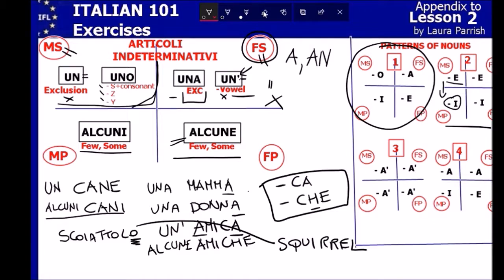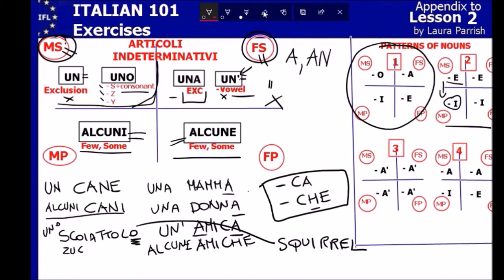So memorize this one. We go here in the masculine singular, and we start with S plus consonant, yes. So the right article is uno scoiattolo. At the plural, you transform the O into E, and you will use this one. Let's do one more.